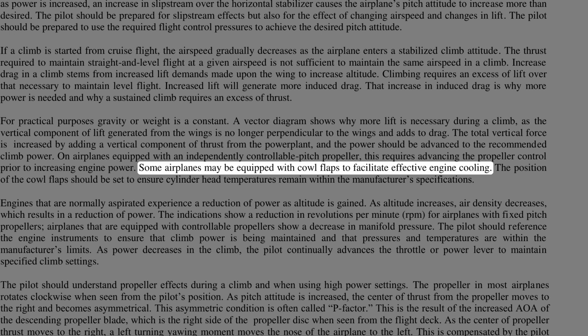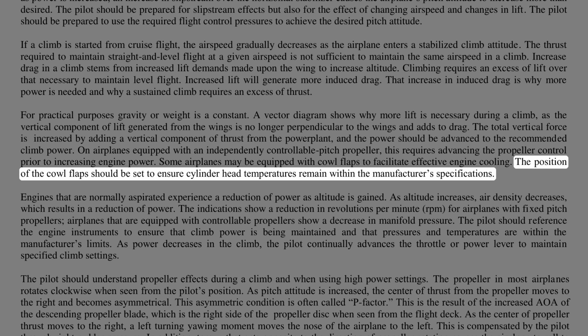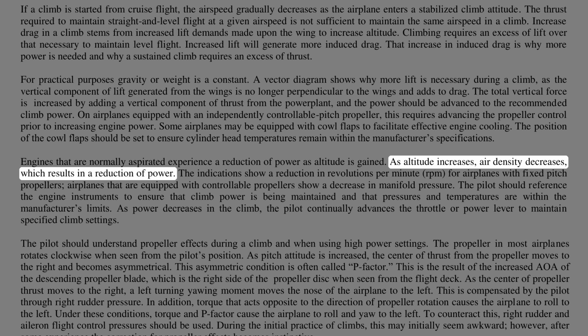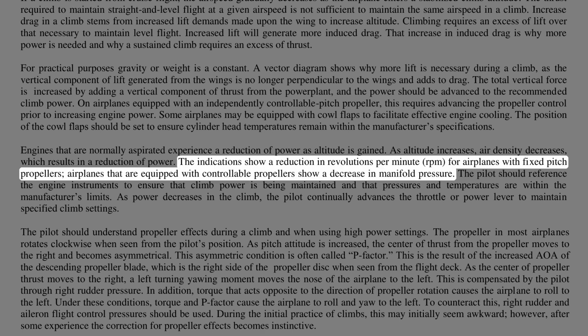Some airplanes may be equipped with cowl flaps to facilitate effective engine cooling. The position of the cowl flaps should be set to ensure cylinder head temperatures remain within the manufacturer's specifications. Engines that are normally aspirated experience a reduction of power as altitude is gained. As altitude increases, air density decreases, which results in a reduction of power. The indications show a reduction in revolutions per minute, RPM, for airplanes with fixed-pitch propellers. Airplanes that are equipped with controllable propellers show a decrease in manifold pressure.